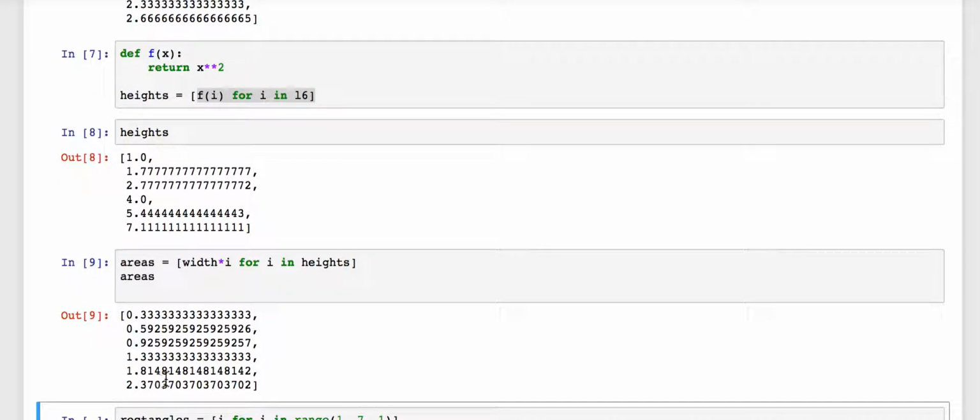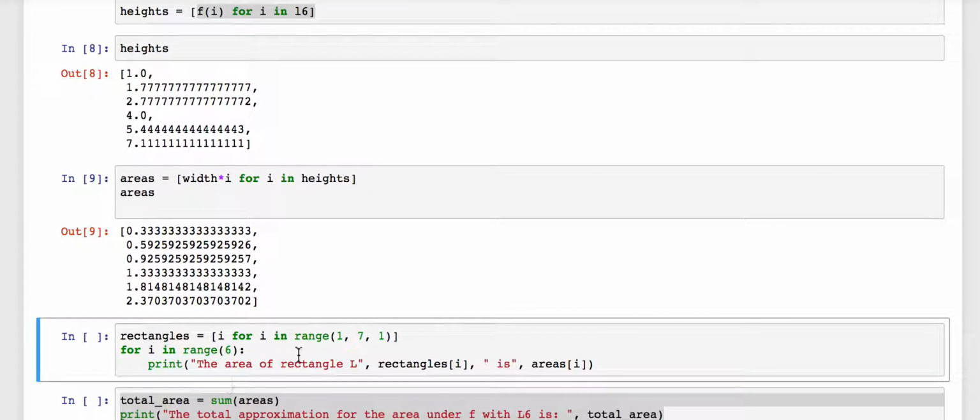And again, we get six values representing each of the areas. So this is the first rectangle, this is the second, the third, the fourth, the fifth, the sixth. And if we want to get a little bit cute, we can write a little loop that enumerates things. So I create a list of rectangles, and then I'll print out the area of rectangle L. This will count from 1 to 6, and it will spit out the value of the area.